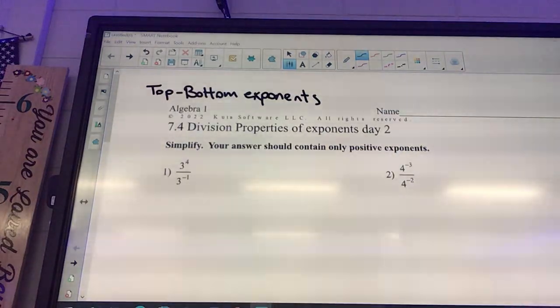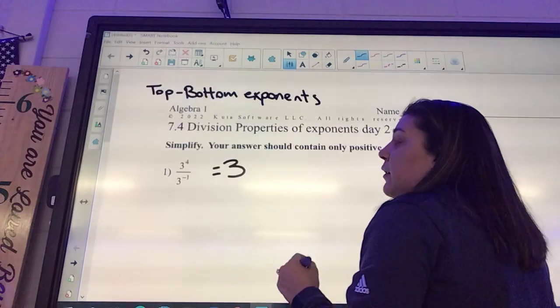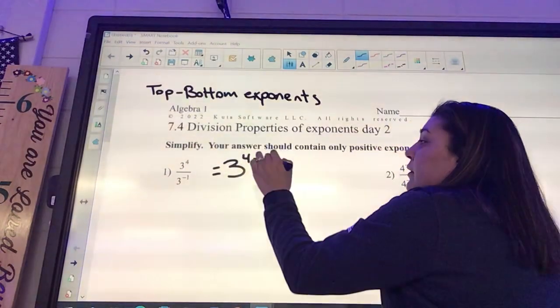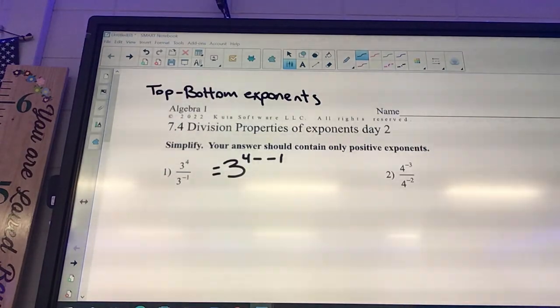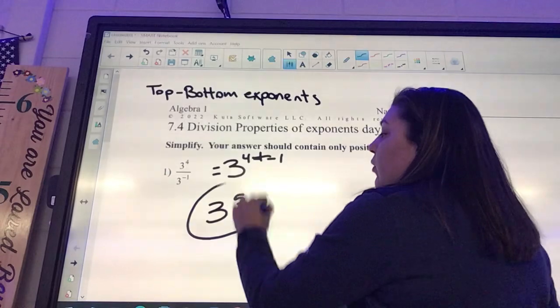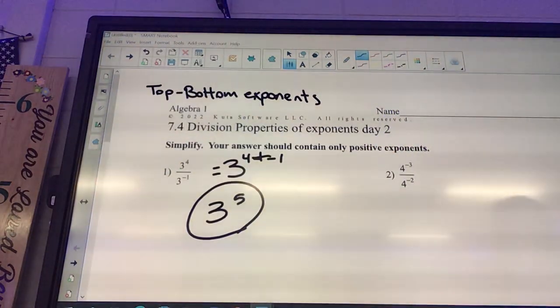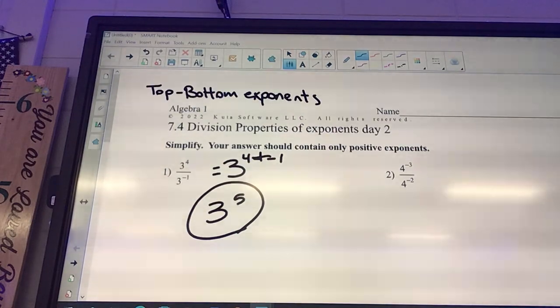Division. Okay, so this one we're going to have 3 to the 4 minus negative 1. Yeah, and then minus minus becomes a plus, and so it's really going to be 3 to the 5. Now, remember, these are just numbers, so we do not need to type in whatever 3 to the 5th power is, okay? You just leave it like that.